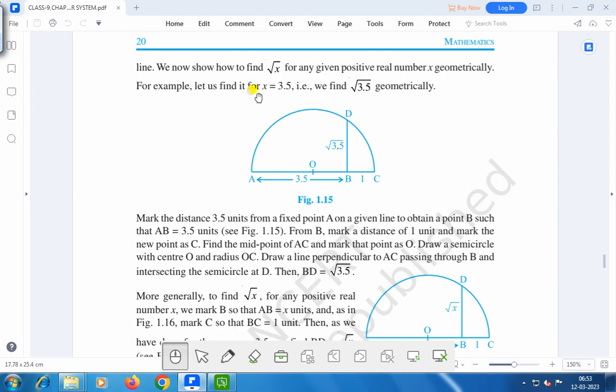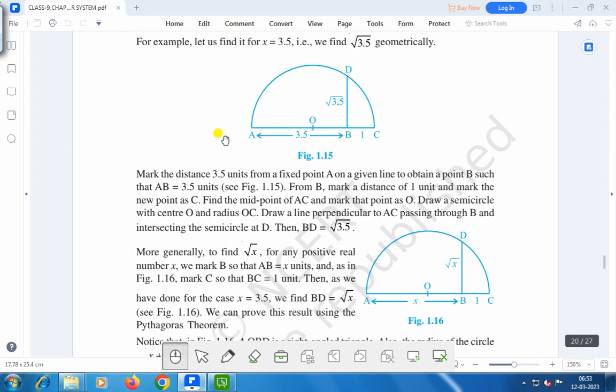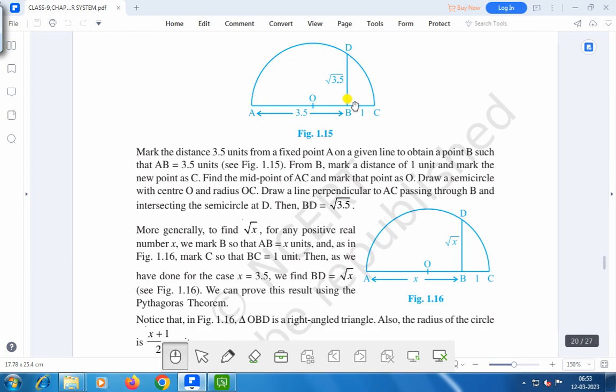For example, let us find it for x equal to 3.5. We find root 3.5 geometrically. Make a distance of 3.5. Here you see this is 3.5. Take BD equal to 3.5. This is AB. We have taken 3.5.